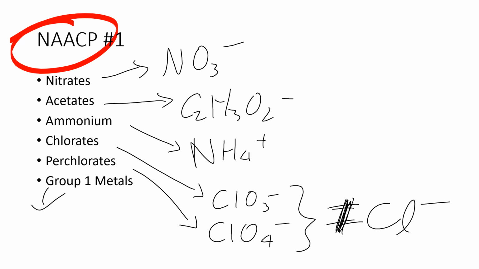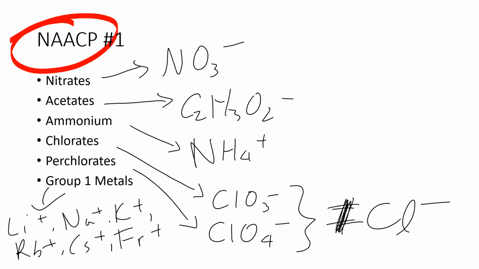And finally, you have the group 1 metals. You can just look at your periodic table for this. Li plus, Na plus, K plus, Rb plus, Cs plus, Fr plus. All of these will be soluble no matter what. Soluble does not mean complete dissociation. Just keep that in mind. These are only solubility rules. But if you see any compounds that feature these polyatomic groups, or in the case of the group 1 metals, ions, you can rest assured that it will be soluble in water.